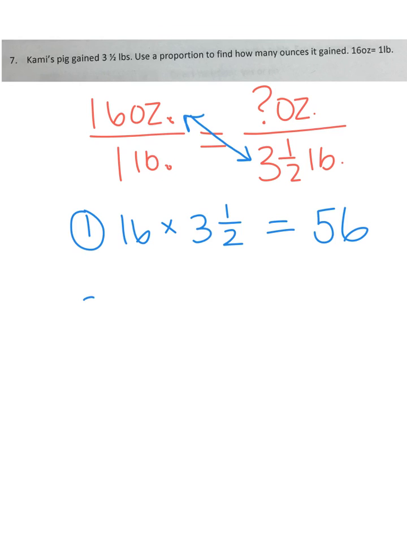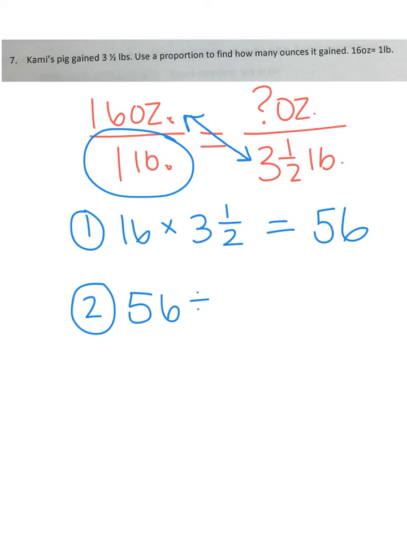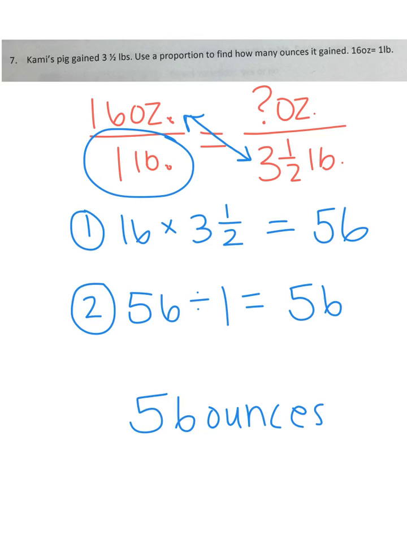Now step 2 is to take our answer, 56, and divide it by our leftover number in our proportion. In this case, our leftover number is 1, and 56 divided by 1 is just 56. So our answer is 56 ounces.